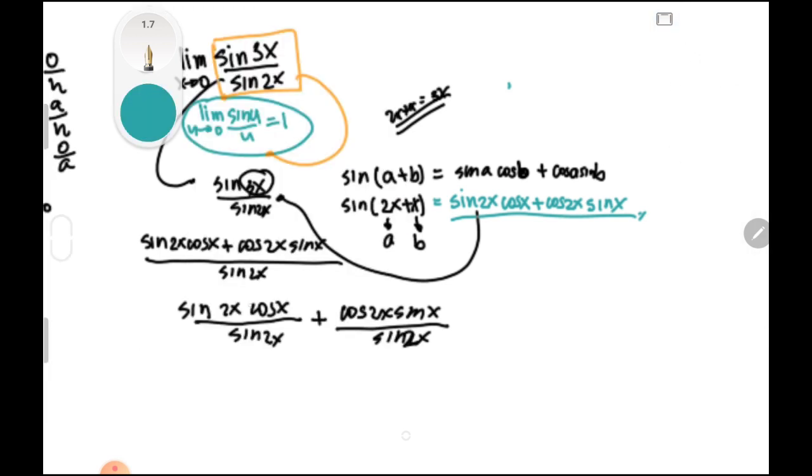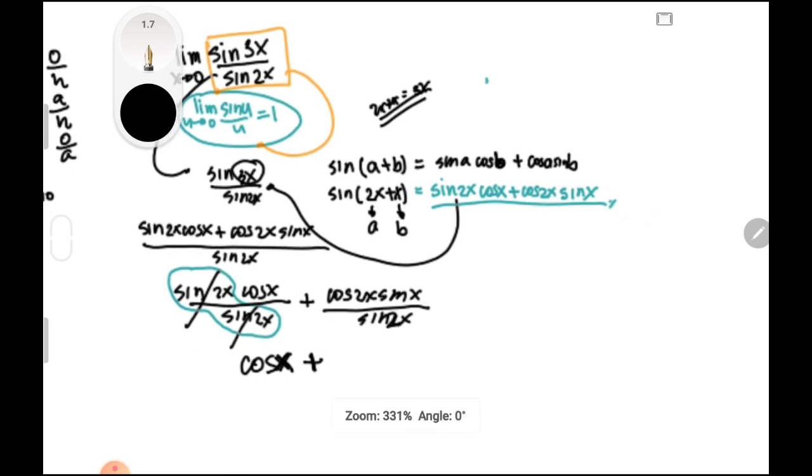So here, sine 2x divided by sine 2x, any value divided by itself is equal to 1, right? So therefore, we'll have a value equal to cosine x. So they cancel out, that becomes 1. So we have cosine x, okay? So plus.